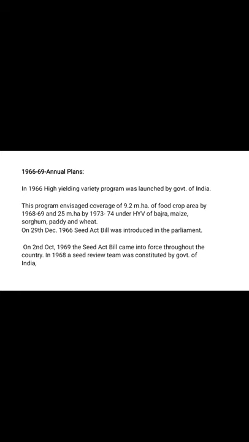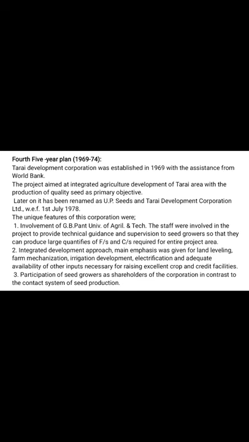On 29 December 1966, the Seeds Bill was introduced in the Parliament. On 2nd October 1969, the Seeds Act came into force throughout the country. In 1968, a seed review team was established by the Government of India. Then, the Fourth Five Year Plan, from 1969 to 74.